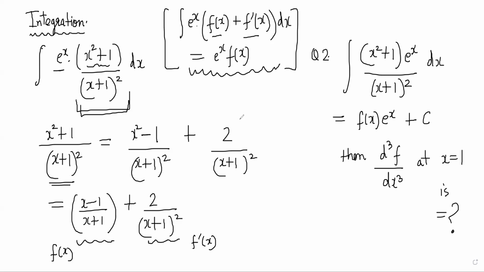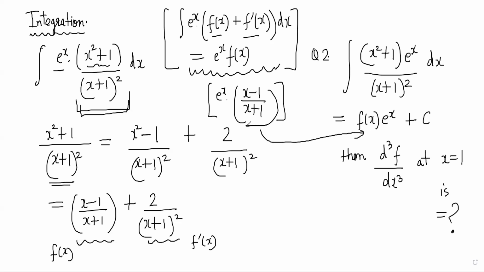So what you will get here is, my answer will be e power x into x minus 1 by x plus 1, right? And then I know directly f of x is this, no? x minus 1 by x plus 1. Correct?